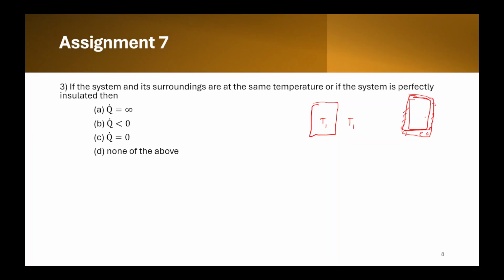The heat flow across the system boundary will be basically zero, because this is perfectly insulated, so it will not let any heat escape from the system. And also, if the temperature in the system and outside the system is the same, there will be no heat transfer, because there is no temperature gradient. The driving force for heat transfer is temperature gradient. So again, the heat rate will be zero across the system boundary. So the correct answer here is C part.